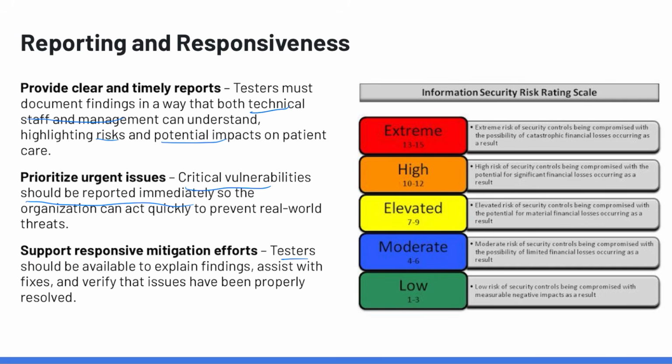Finally, testers should be available to explain findings, assist with fixes, and verify issues have been properly resolved. This is going to be a continuation of the testing, of the reporting and the post-exploitation phase. But it could be argued that, again, this depends on the level of engagement the testers have with the actual institution itself. But at the very least, testers have an obligation to explain their findings in a way that everyone can understand, so that those could then be addressed as quickly and as efficiently as possible by the security team and whoever is responsible for actually securing the system itself at that organization.